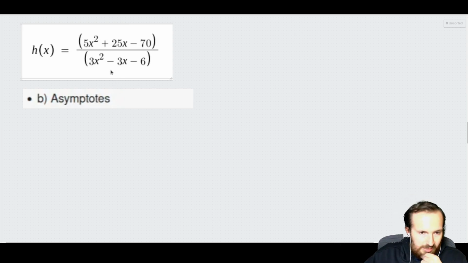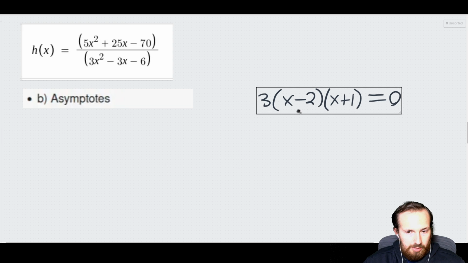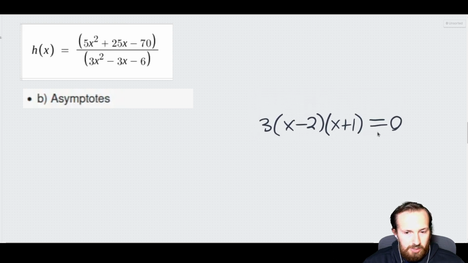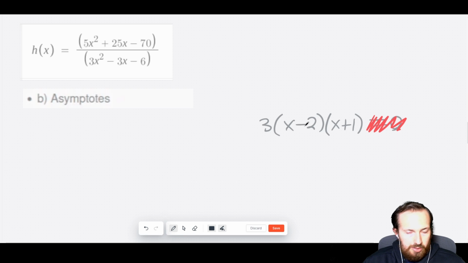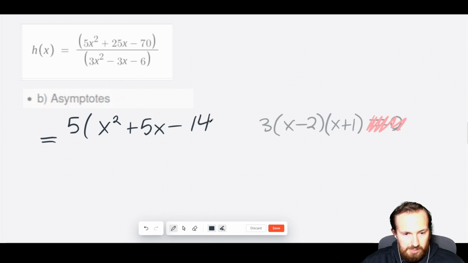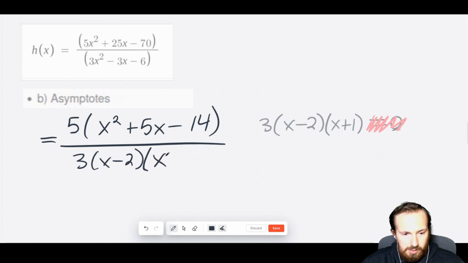When you're trying to find vertical asymptotes, and also later removable discontinuities, the best thing you can possibly do is to completely factor the numerator and the denominator of any rational function. Remember, in part A, we already factored the denominator and set it equal to 0. So we already know what the denominator is. But we can also factor the numerator. The best way to do that would be first to factor out a 5, because every term is divisible by 5. So you get x squared plus 5x minus 14 over 3 times x minus 2 times x plus 1.